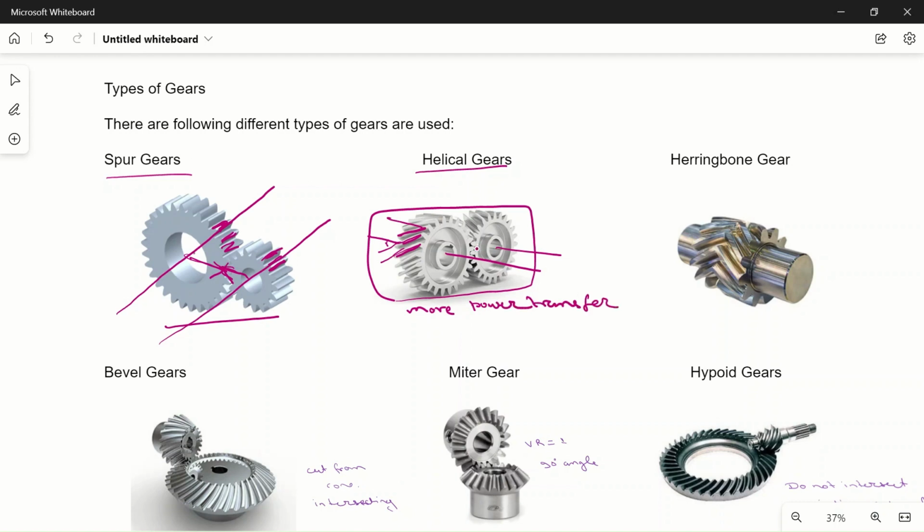because the force here is divided in two components. One is radial and one is axial. Axial means parallel to the shaft. Because teeth are inclined, when they meet, they transfer axial thrust on the shaft. So this is the helical gear. These gears are smoother than the spur gear and a little bit more complicated than spur gears, and they can transfer more power.